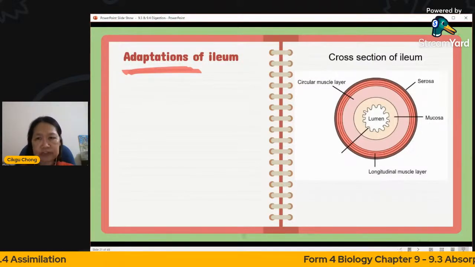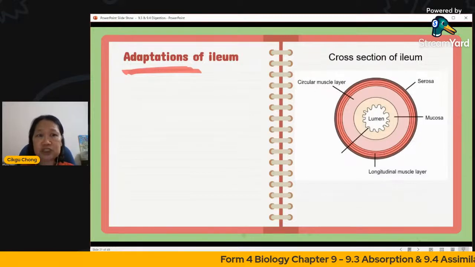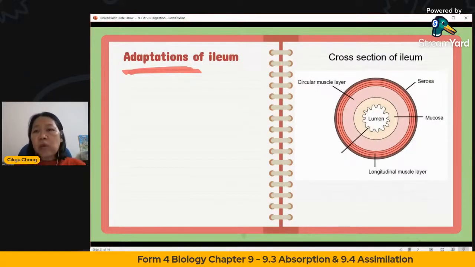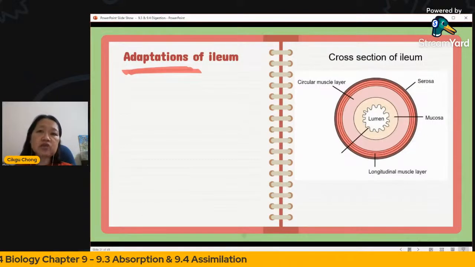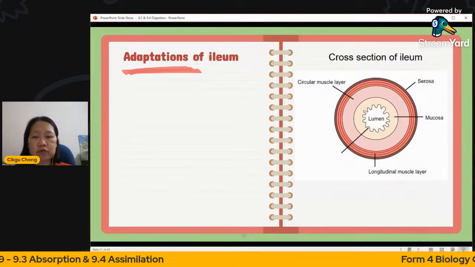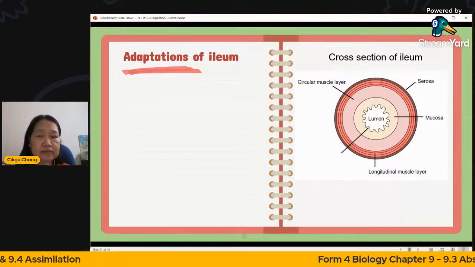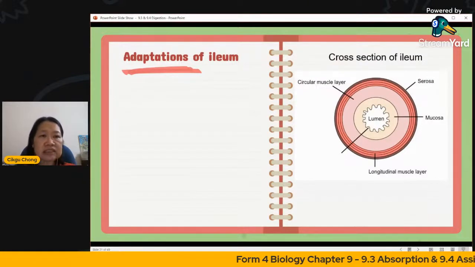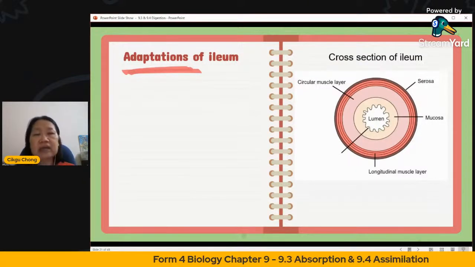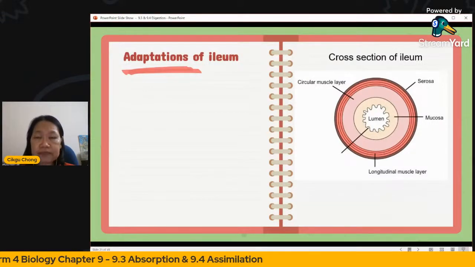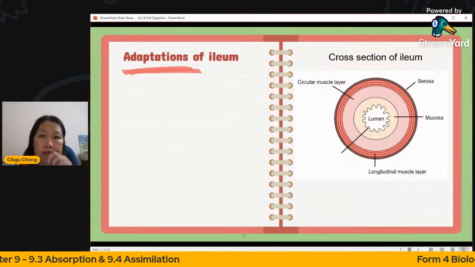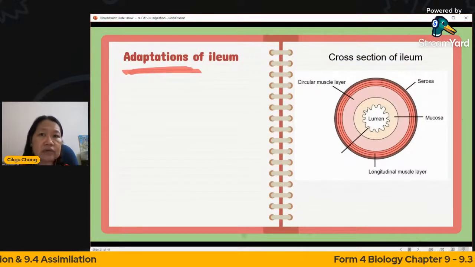Now let's see, first of all, what are the adaptations of the ileum? What makes the ileum so efficient at absorbing the food that is digested? In order to answer this question on adaptations, remember to bear in mind this standard way of answering. You have to talk about the feature and also how it helps. So the F and the E. We'll call it F.